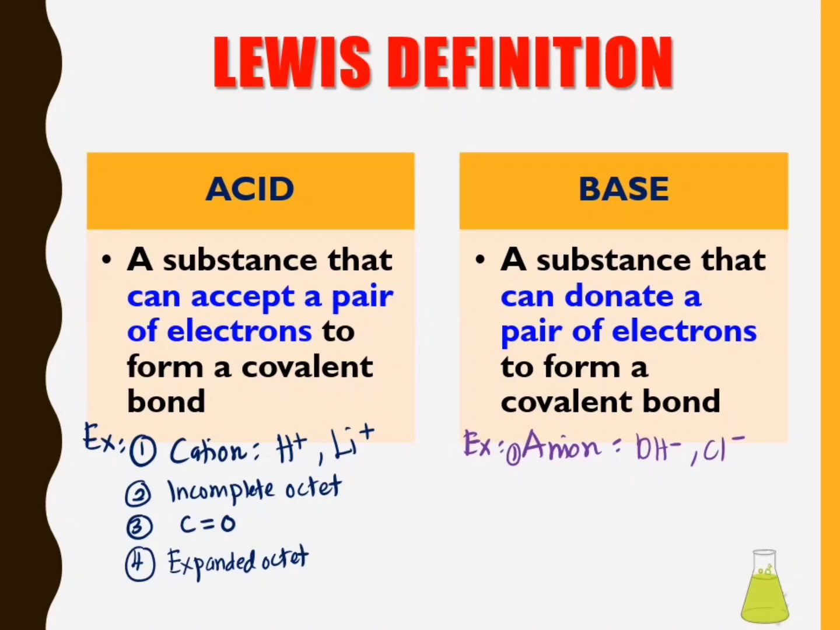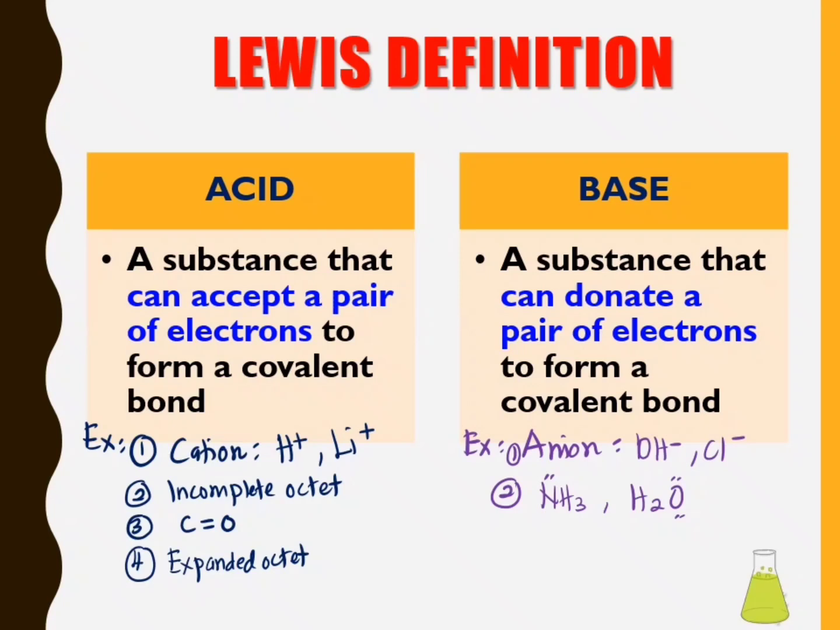Okay, yang kedua, molecule with lone pair electron at central atom. Maksudnya dekat central atom dia ada lone pair. Contoh, ada NH3, ada satu lone pair. Ada H2O, H2O ada dua lone pair. Betul tak? So if the central atom consists of lone pair, so dia akan jadi Lewis base.